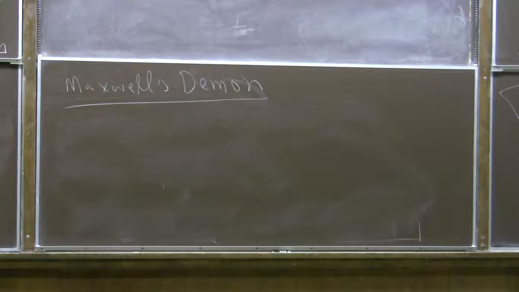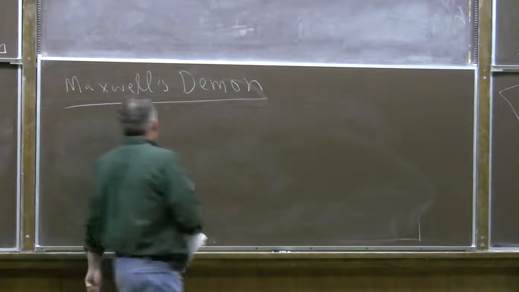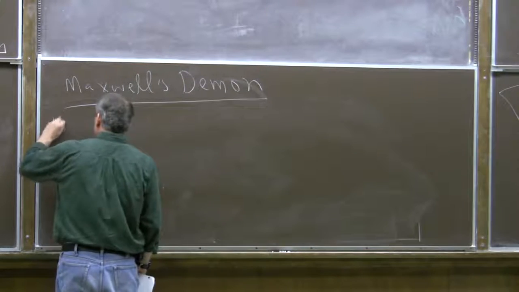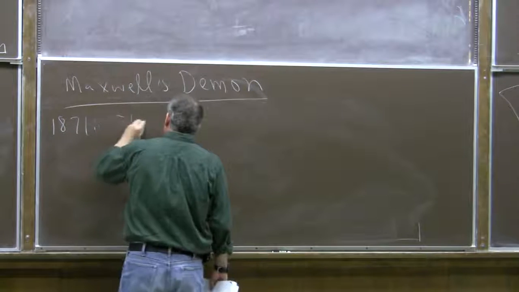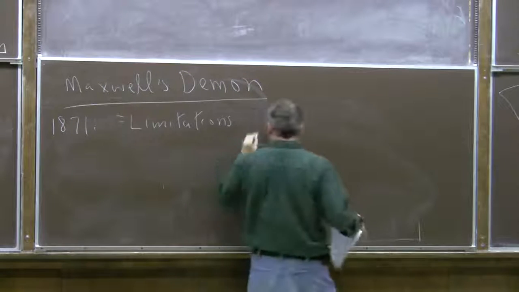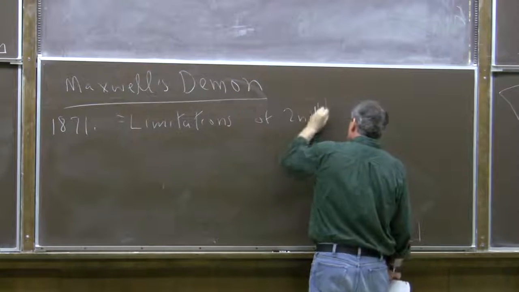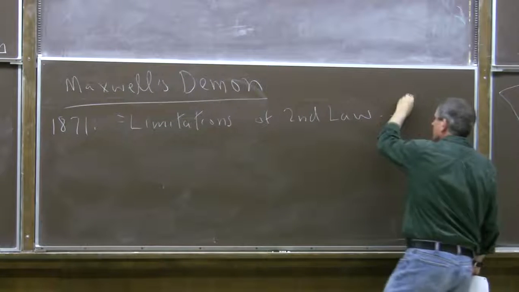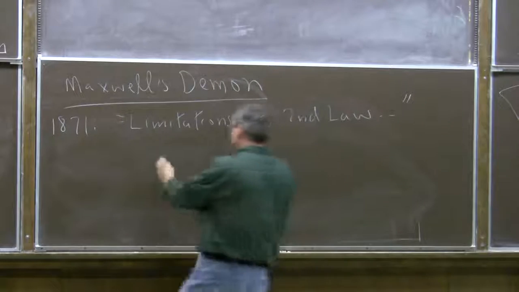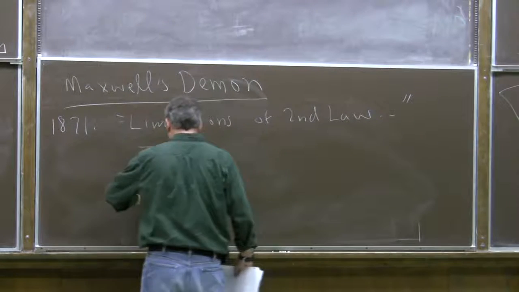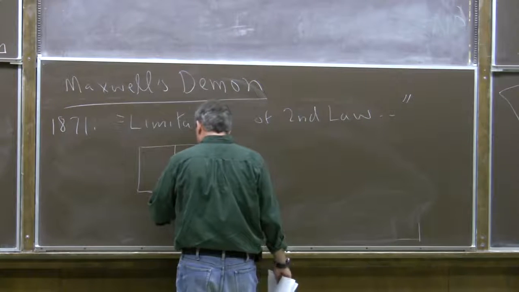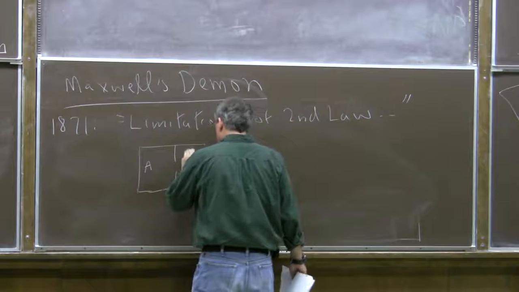But Maxwell had some qualms about the microscopic view of the second law of thermodynamics, which he expressed in an article in 1871, which he called Limitations of the Second Law. Maybe it doesn't always work, he said. He imagined the following situation. Suppose I have gas in a box, one of our favorite things to consider. And suppose the box is divided into two parts. There's a partition in the middle.